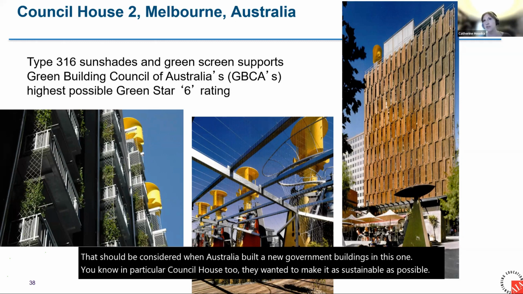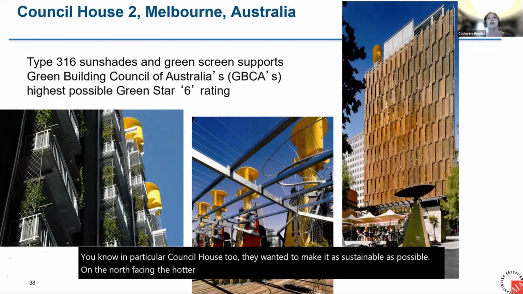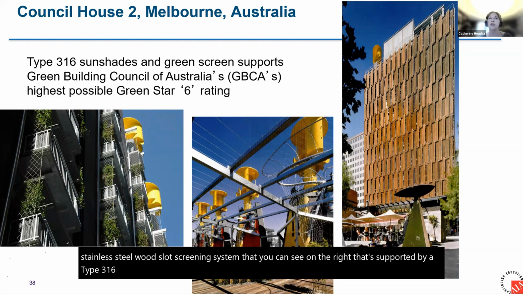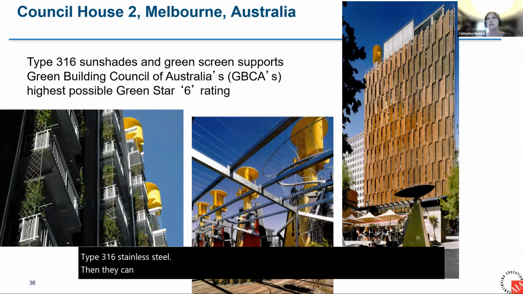On the north facing, the hotter side of the building, they used an operable stainless steel wood slat screening system that you can see on the right. That's supported by type 316 stainless steel, and they can open and close those slats to shelter windows or let the sun in as needed.